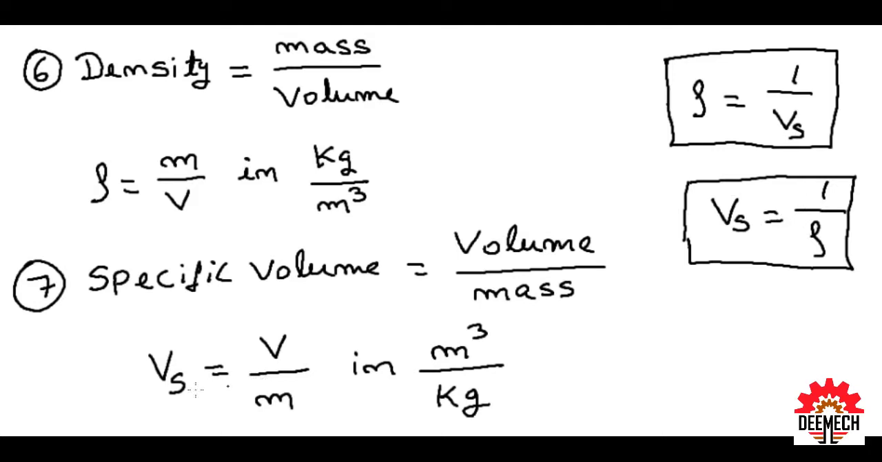Just a small hint to remember these two equations. Whenever we write a specific volume, it is volume by mass. So remember like this. Specific volume, it is volume by mass. And whenever it is density, it is nothing but 1 by specific volume. So it should be written as mass by volume.